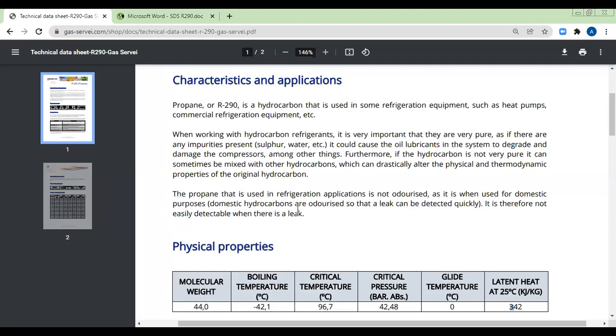The propane that is used in refrigeration applications is not odorized, which means originally it is odorless, unlike when it is used for domestic purposes, meaning for household equipment. It is therefore not easily detectable when there is a leak.